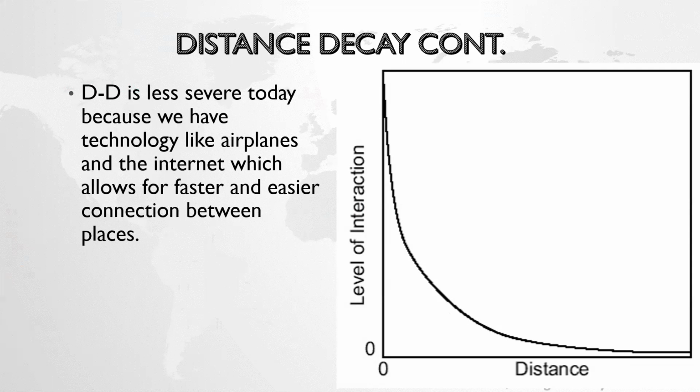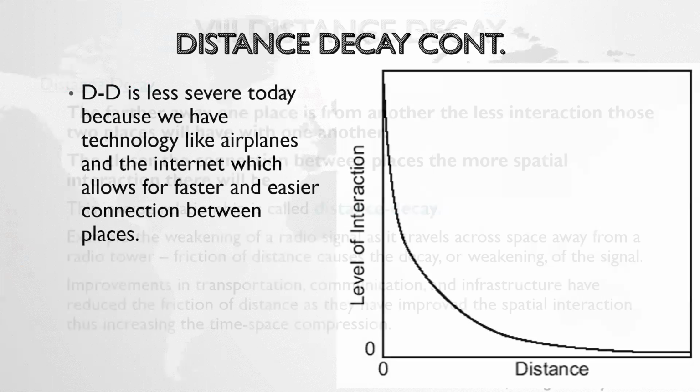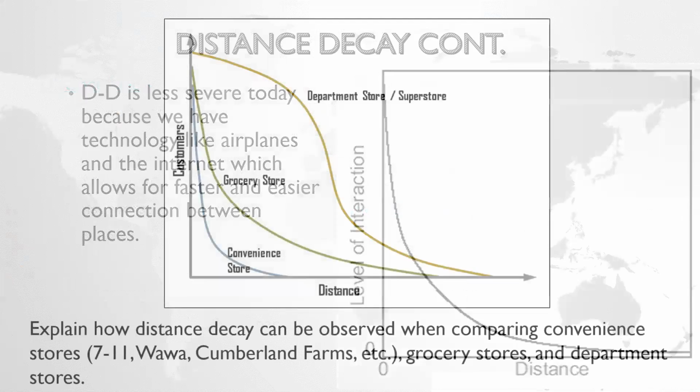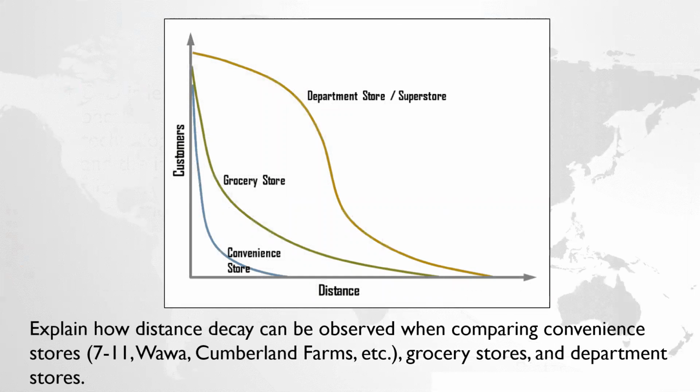severe today than it was in the past, mainly because of technology, the improvement in the last 130 years. Airplanes, telephones, the internet. It allows for faster, easier connections between places. So improvements in transportation, communication, and infrastructure have reduced the friction of distance. And it's increased the time-space compression, which is the next concept. Oh, by the way, here's another graph here that helps you visualize distance decay.